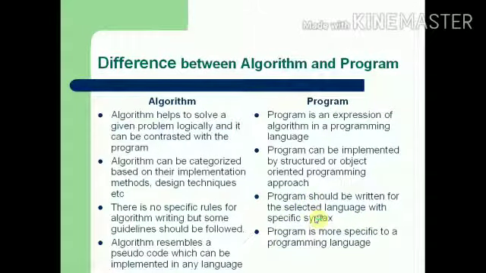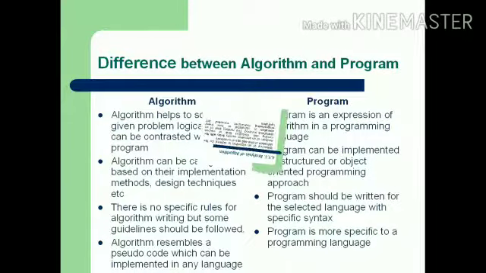Then syntax may vary from language to language. Fourth point, algorithm resembles a pseudocode which can be implemented in any language. Whatever algorithm we write in the form of pseudocode. Pseudocode is a simple English mixed language, hint language. Fourth point, the program is more specific to programming languages. So there are four different points for algorithm and program.